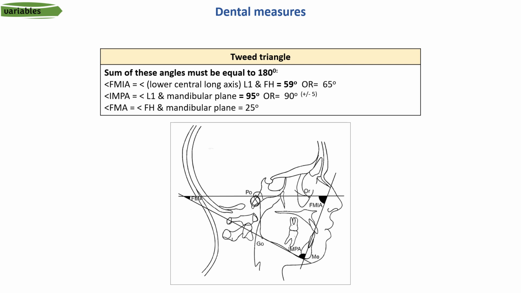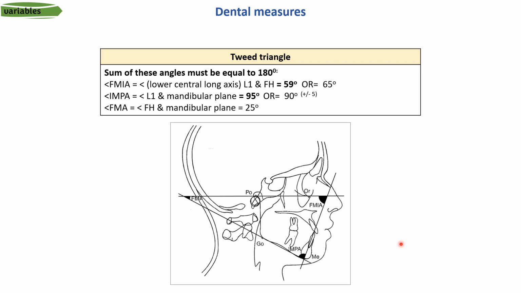Tweed triangle. Tweed triangle is a triangle formed by the intersection of three lines. The first one is the Frankfurt horizontal plane extending from the orbitale to the porion. The other line is the long axis of the lower central incisor, and the third line is the mandibular plane. And in Tweed's, it is considered as a tangent to the lower border of the mandible. The intersection forms a triangle with three angles.